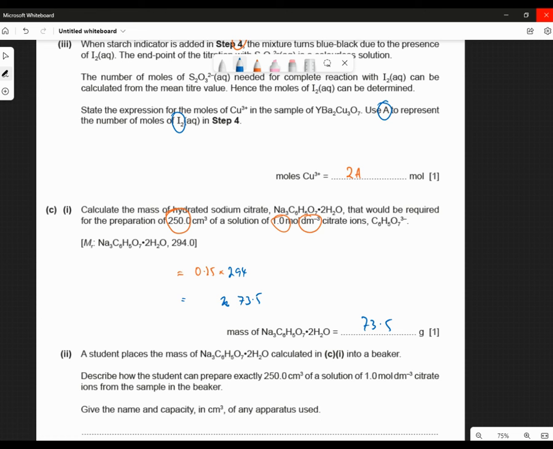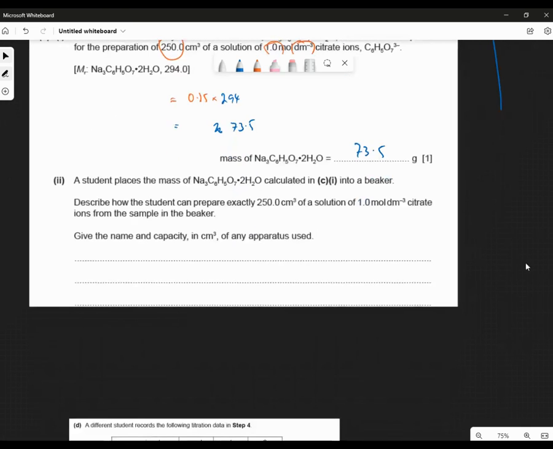Okay, fair enough. Next: the student places the mass of the sodium citrate calculated into a beaker. Describe how the student can prepare exactly 250 cc's of the solution from the sample in the beaker. Give the name and capacity in cc's of anything you're using. So first of all, let's do it graphically. You should have a beaker. The beaker doesn't have to be very big. Let's say, just for argument's sake, we're going to use a 100 cc beaker.